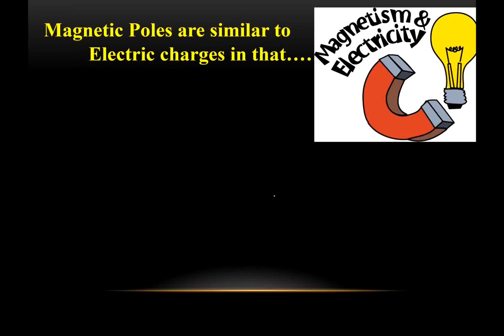So magnetic poles, those ones I was talking about earlier, are similar to electric charges in a couple ways. First, they exert forces on each other. This is something we're all abundantly familiar with. You have two south sides of magnets pointing towards each other, you can feel them repelling away from each other. You can feel them exerting forces. You can feel them pulling towards each other, depending on how you have them set up.